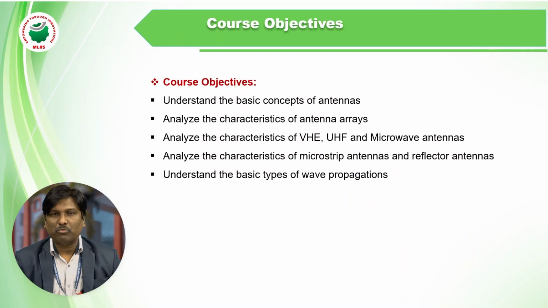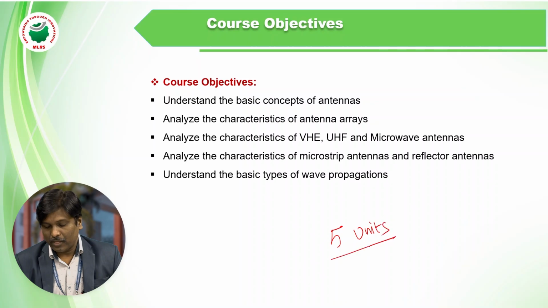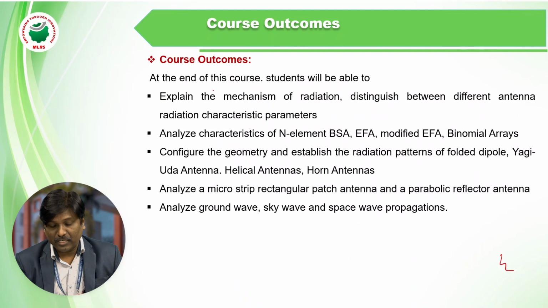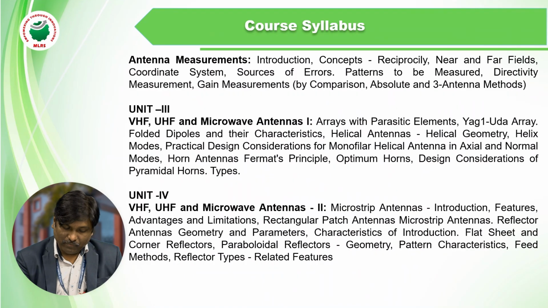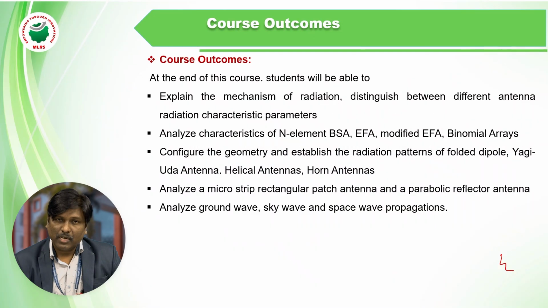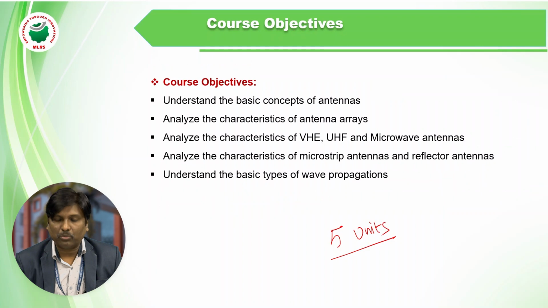Coming to the course objectives of this antenna and wave propagation subject, we have 5 modules, 5 units for this subject. For these 5 modules we have 5 objectives and correspondingly we have 5 outcomes. So here we have the 5 unit syllabus, and corresponding to those units we have 5 objectives and 5 outcomes. Now we go through the objectives, outcomes and the syllabus one by one.